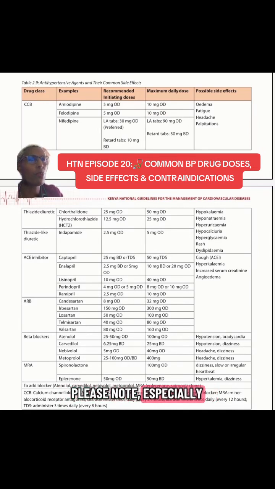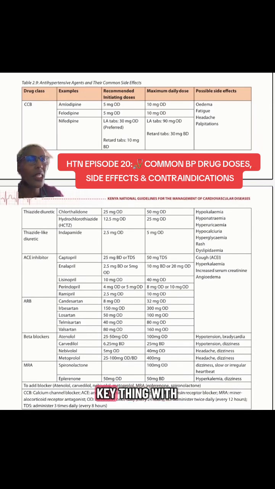Please note, especially spironolactone is associated with gynecomastia, enlargement of breasts in males. They can also cause dizziness. They should not be used in patients with significant hyperkalemia, potassium of more than 5. You should not use your MRAs. They can also cause dizziness as a side effect.